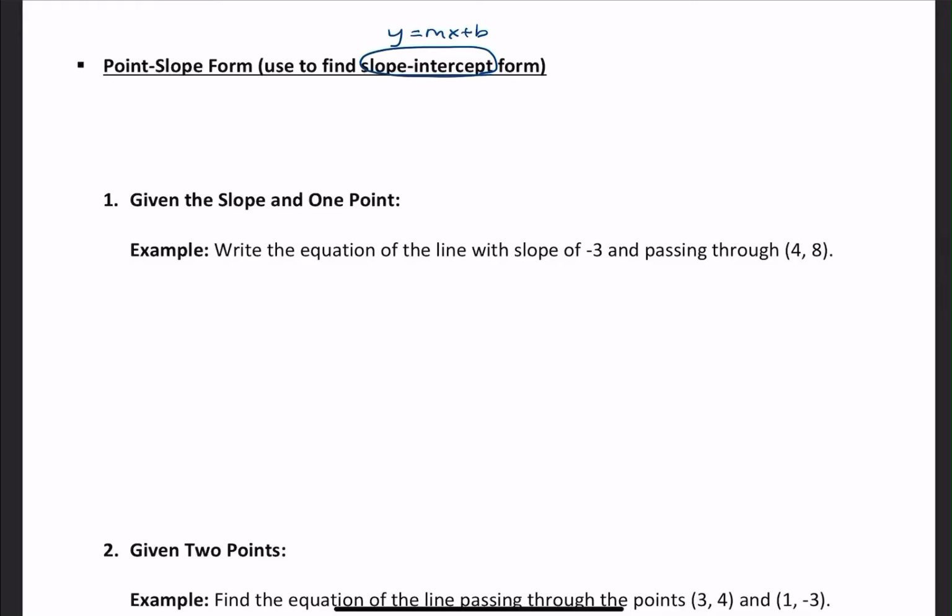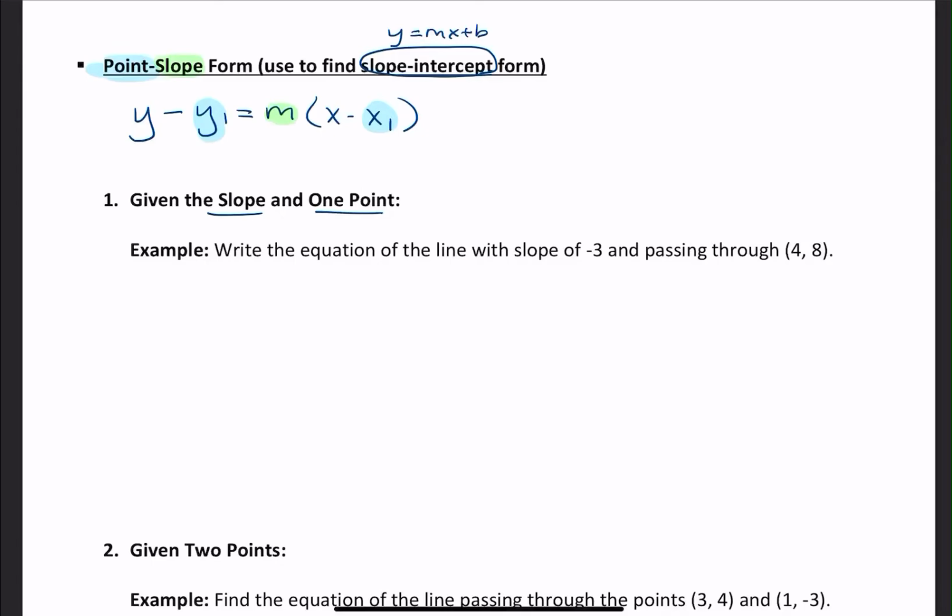So point slope form, it's called point slope form for a reason, and that is because the formula has a point and the slope in it. So you've got y minus y1 equals m times x minus x1. So notice you've got a point and the slope. That's why it's called the point slope form. So we use that if we're given the slope and one point.